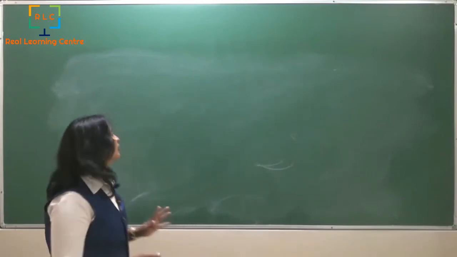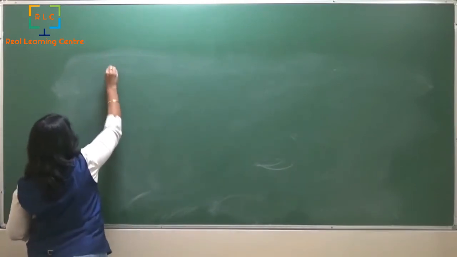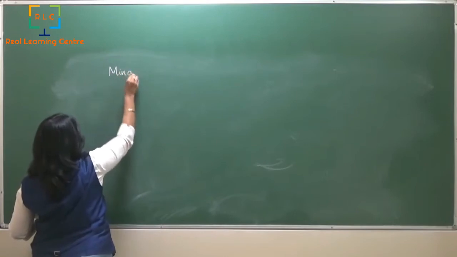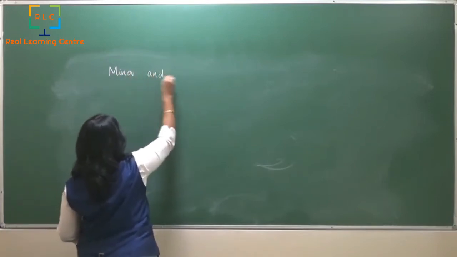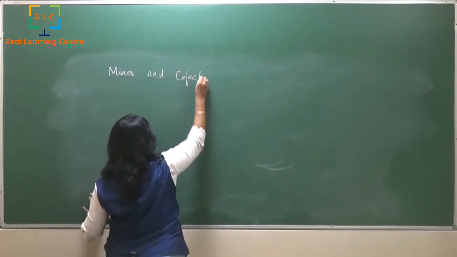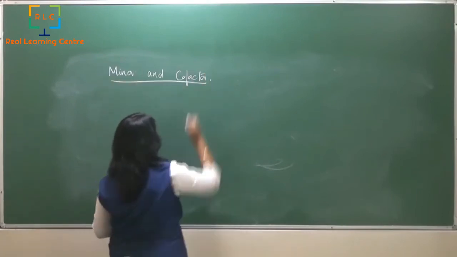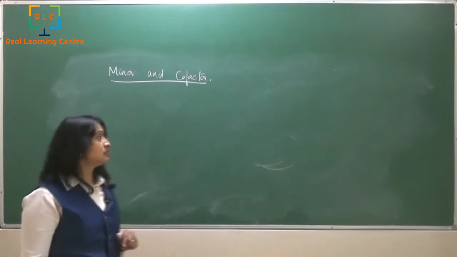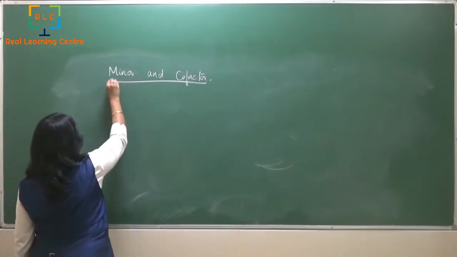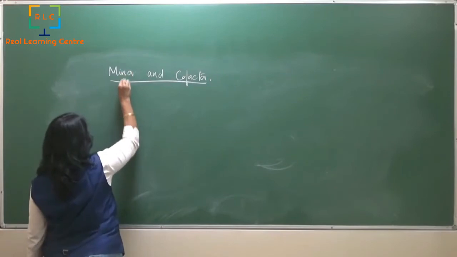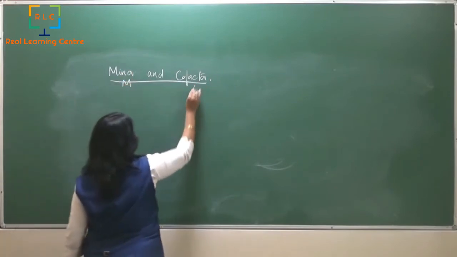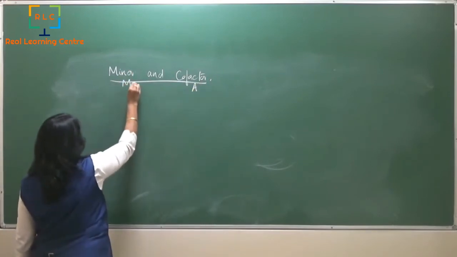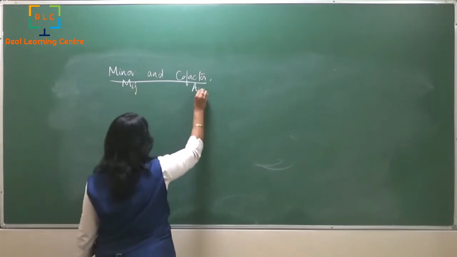Now we are coming to what this minor and this cofactor are. A part of this is already learned, so when I am telling, you will be relating to what you have already learned. What is this minor? Minor is denoted by M and cofactor is denoted by A. So this I will say Mij and this I will say Aij.